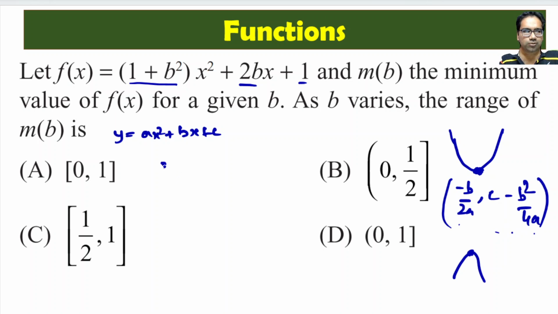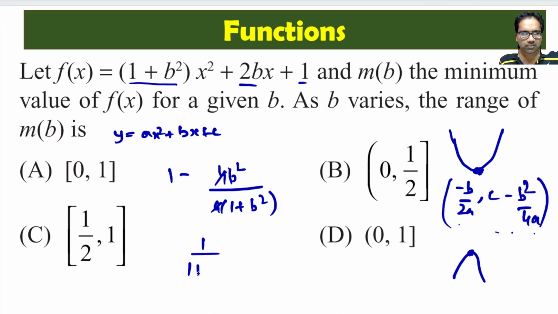What is that? c is 1, minus b² where b is 2b, so (2b)², which is 4b², divided by 4a, which is 4 into (1 + b²). Okay, this 4 and this 4 will get cancelled. 1 + b² - b², so it will be equal to 1/(1 + b²). So this is the minimum value of this function for a given b.